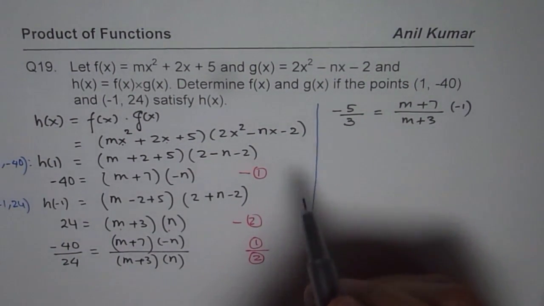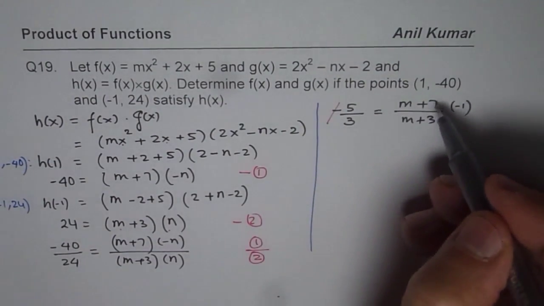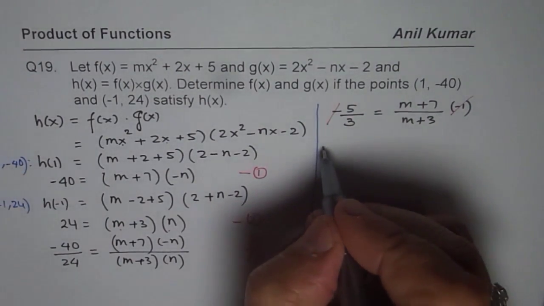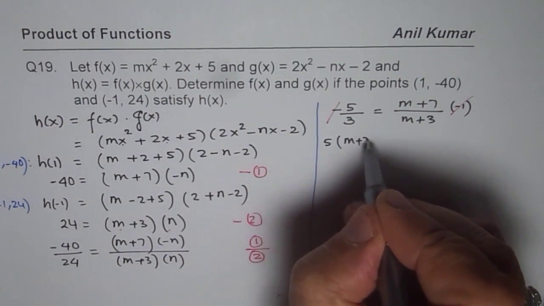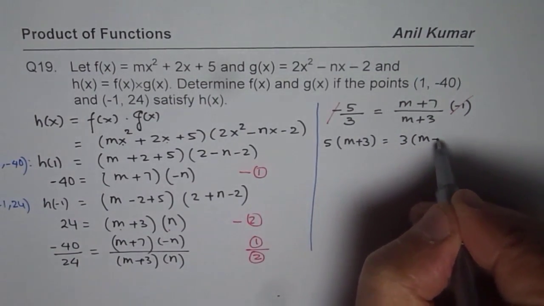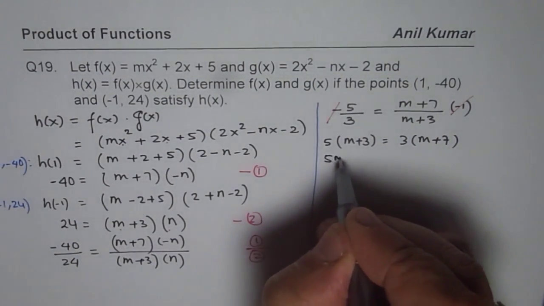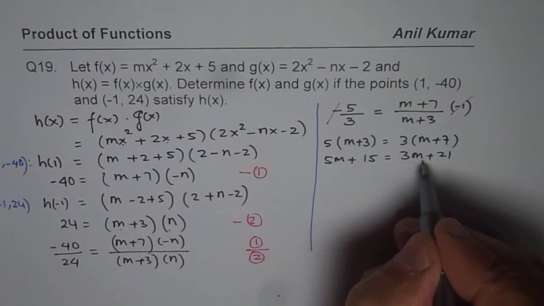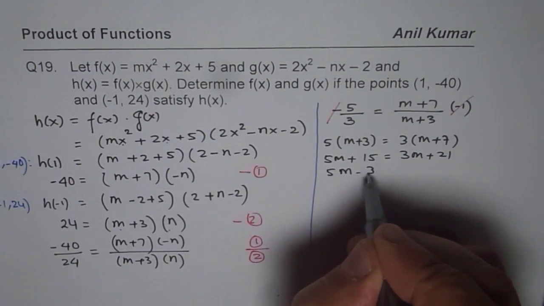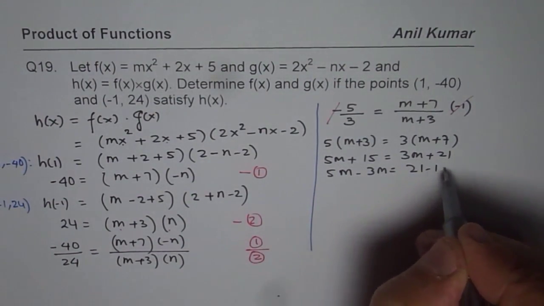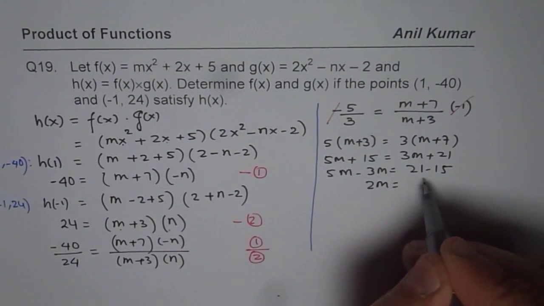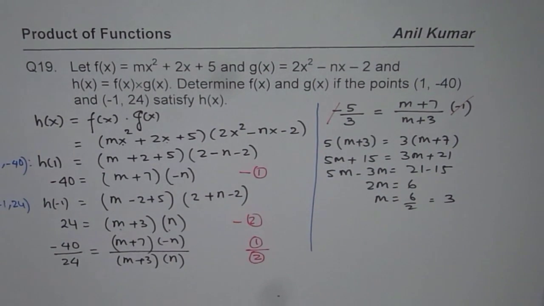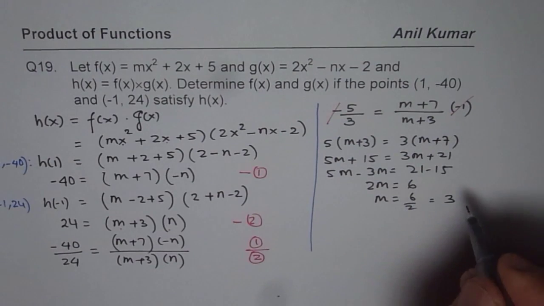Now we can cross multiply, and as you can see minus and minus cancel out. So we have 5 times (m + 3) equals 3 times (m + 7), that is 5m + 15 equals 3m + 21. Let's bring m together. It's a question of simplifying now. We have 21 − 15, that is 6, equals 2m. So m is equal to 6 divided by 2, or 3. Once you get the value of m, you can always find n.